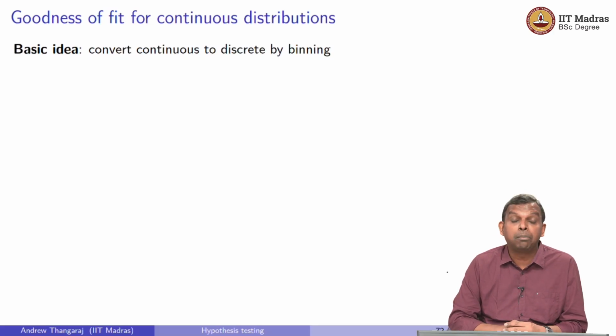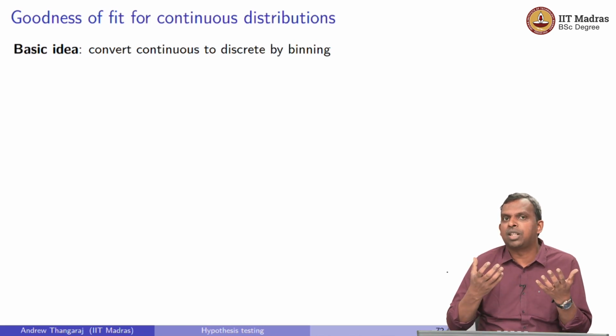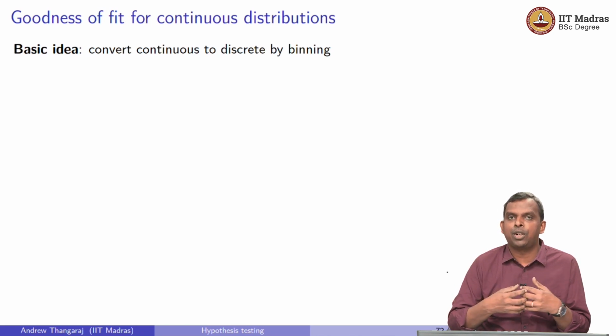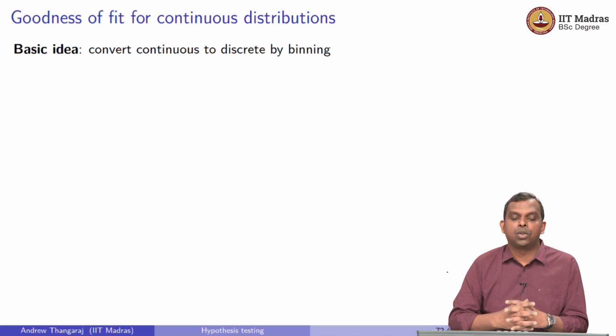Hello and welcome. It turns out the previous goodness of fit test that we saw, the chi-squared goodness of fit test, was for discrete distributions. What do you do if the distribution is continuous? Quite often we try to fit a gamma distribution, an exponential, or a normal distribution. How do you know if the fit is good or not?